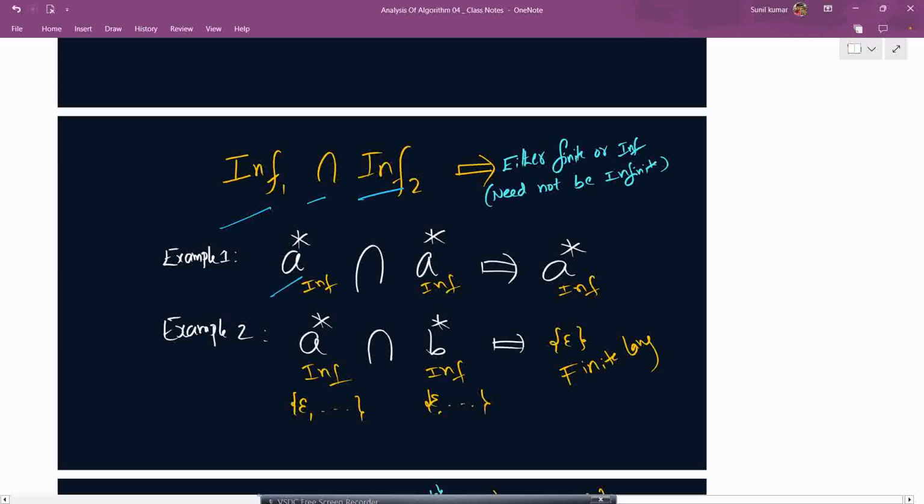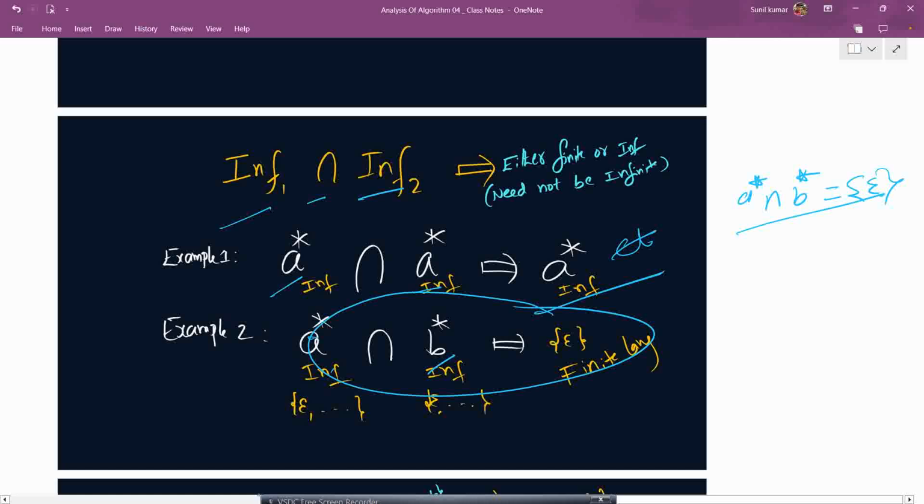Let's say this is infinite, this is also infinite, but in the intersection, this is infinite only. So if we want to prove it is not closed, what we do here is take a plus intersection b plus. This is the example; it is most important to give examples, alright? The intersection is null, which is the only common thing, and null is a finite language. So infinite language is not closed under the intersection operation.